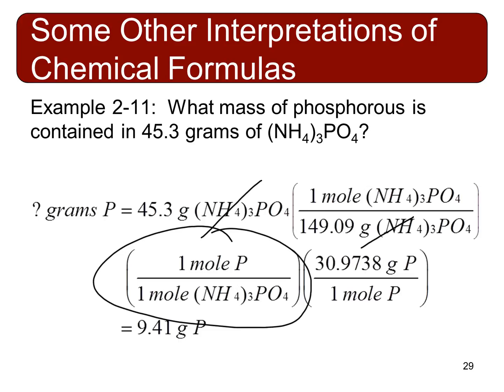We find this number here from our periodic table. Then if we multiply all the numbers on the top, multiply all of our numbers in the denominator, and divide the denominator into the numerator, we get 9.41 grams of phosphorus. So what that is telling us is that of this 45.3 grams of ammonium phosphate, 9.41 grams is phosphorus in that 45 grams.